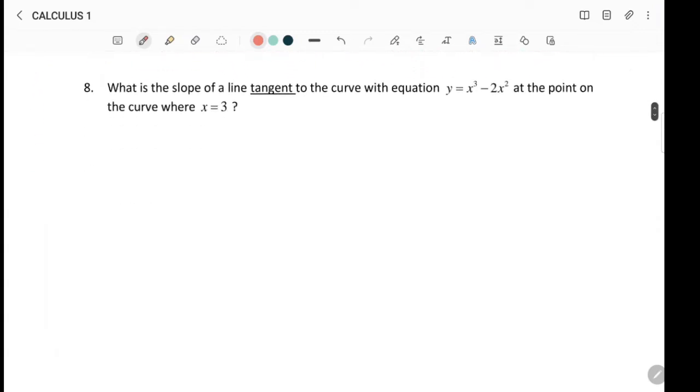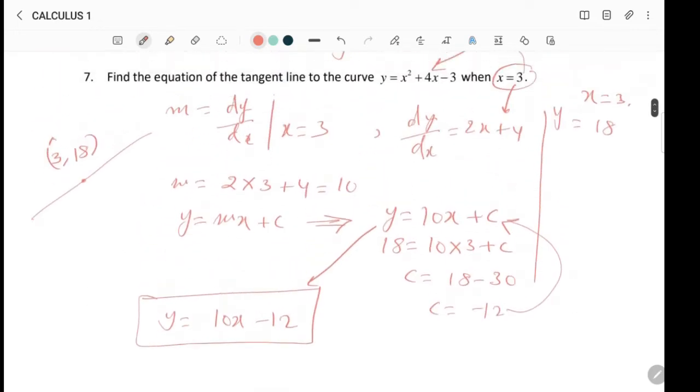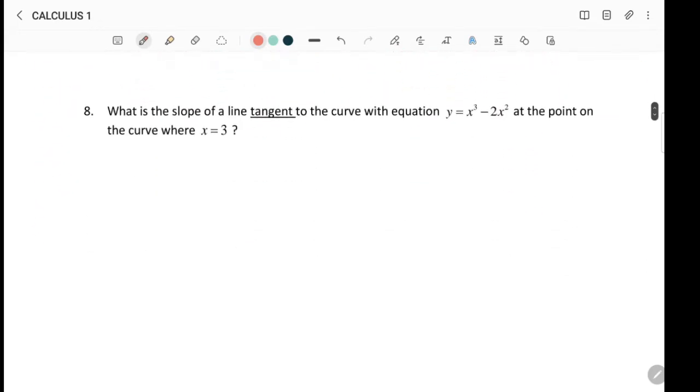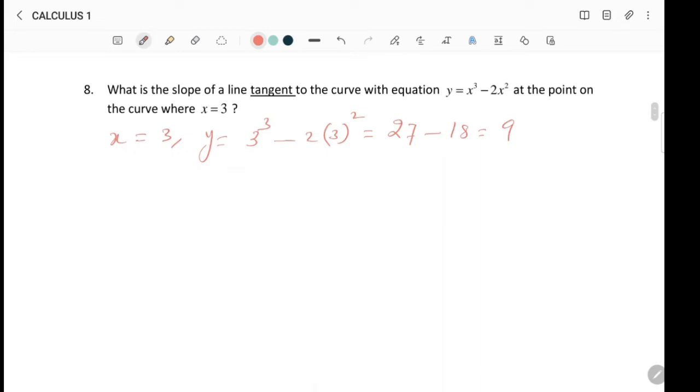What is the slope? Slope or gradient, both are the same. What is the slope of the line tangent to the curve with equation at the point where x equals 3? Is it the same question? No, it's different. So we need to find y first. When x is 3, what is y? Just put 3 in this. So this is 3 cube minus 2 times 3 square. 3 cube is 27 and 2 times 3 square is 18. So what's the difference? 9. Okay, that would be 9.